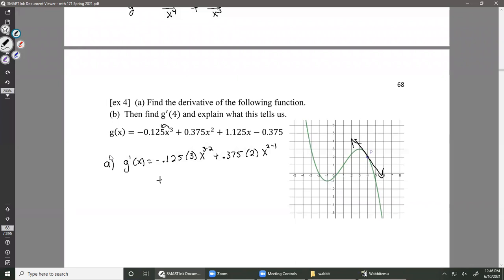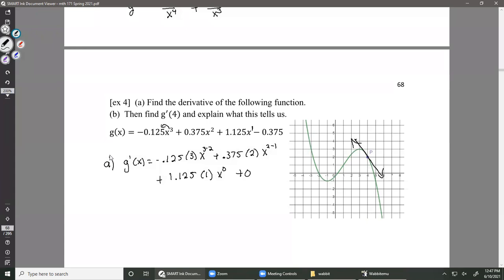plus, now we have something with just an x in it. There's technically a 1 up there, so we can write this as 1.125 times 1, x to the 0, if you really want to. And then we have that constant, the negative 0.375. It doesn't have any x's. When you have no x's, the derivative is just 0. So it's 0.